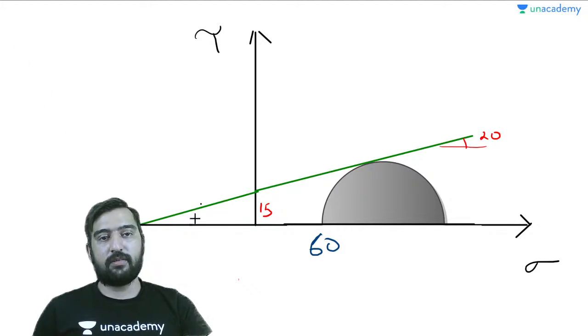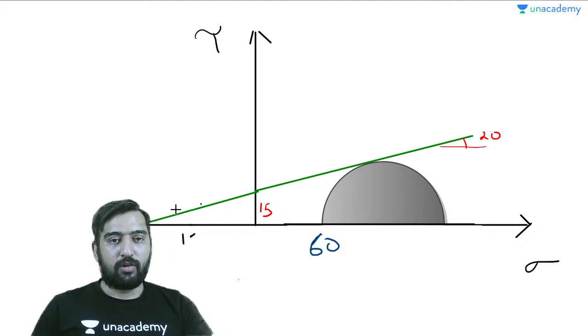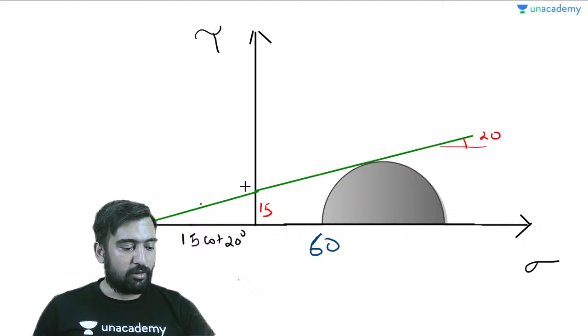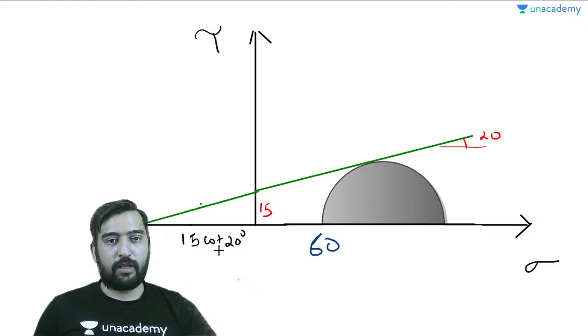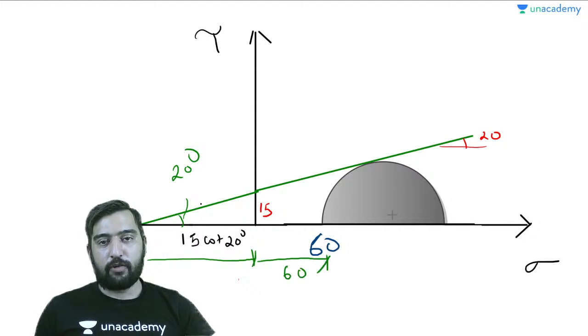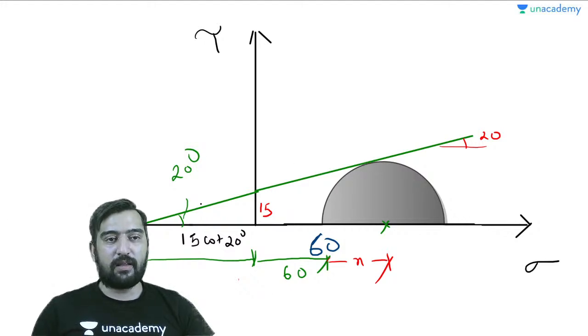And what about this distance? As it is 20 degree, then this is 15 cot 20, I guess, because this angle is 20 degree. From here to here it is 15 cot 20, from here to here it is 60, and from here to the center, I do not know the value. For the time being, let's suppose it is x. If this is x, then this is also x.